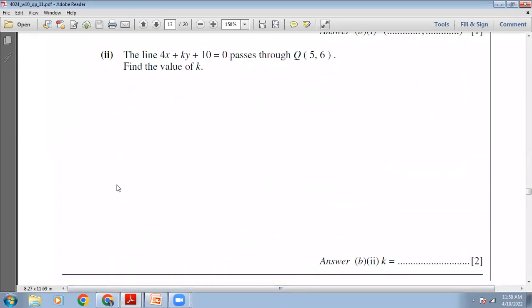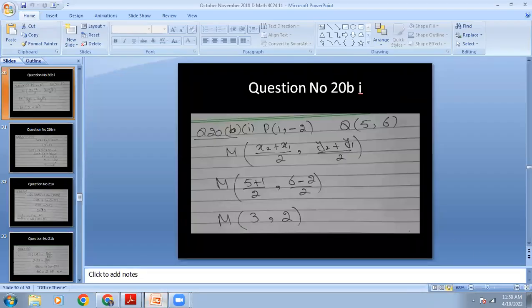Then their question is the line 4x plus ky plus 10 is equal to 0 passes through the point Q, which is 5, 6. Find the value of the k. Because that line passes through this point, we will put these points in the place of x and y in that equation. So in the place of x, put 5, and in the place of y, substitute 6. You will be able to find the value of the k.